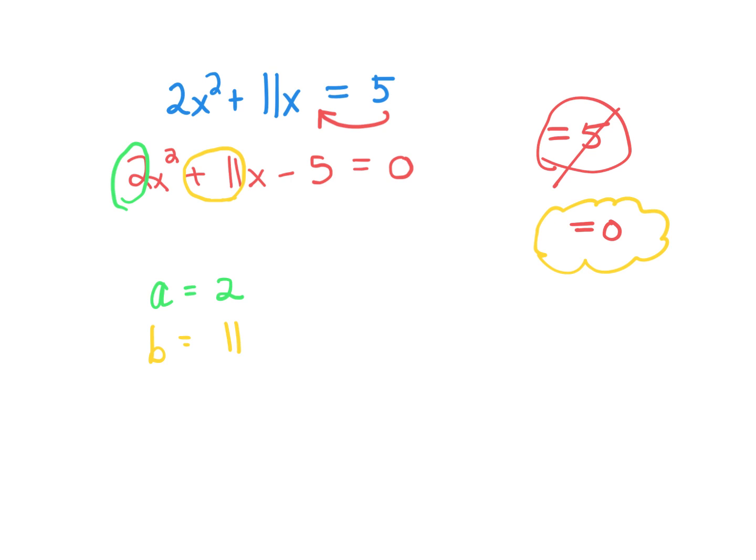And then our C value is our constant, which is right here, and we have to be careful to look in front of that term to make sure that we pick up the correct sign. And so our C is negative 5. And that's our first step in the quadratic formula: being able to identify correctly the A, B, and C value of the quadratic equation that we're trying to solve.